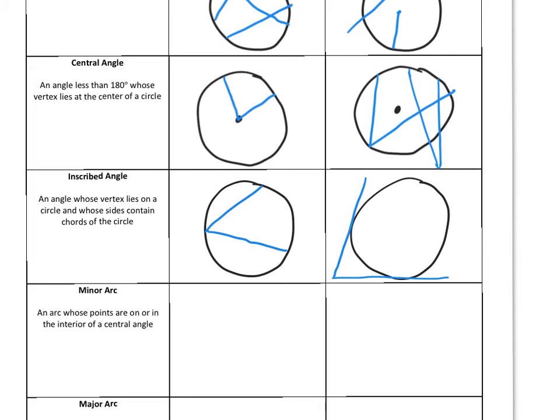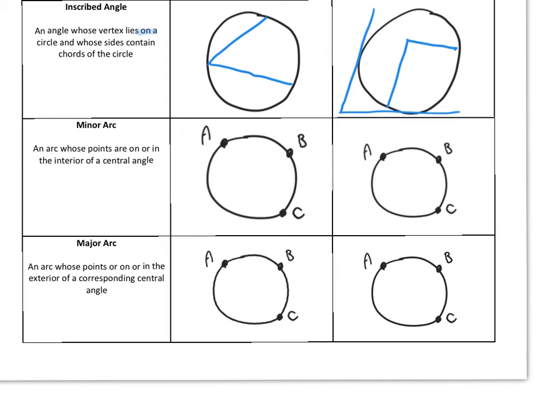You could also have an angle like this, where the vertex is inside the circle. And that one's also not an example because an inscribed angle has its vertex on the circle. So the location of that vertex is really key in distinguishing central angles from inscribed angles. For central angles, the vertex is at the center, and for an inscribed angle, it's on the circle. So now let's talk about arcs.